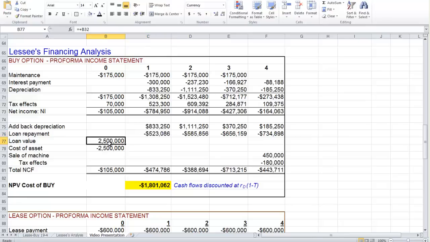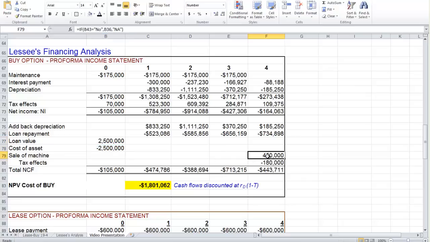And then this line here is really a wash. You don't have to include the loan value and the cost of the equipment. Loan value means you borrow money, that's a cash inflow. Cost of assets, you pay the money to buy the assets, so that's a wash. So whether or not you place this here doesn't really matter, but I leave it there anyway for good measure.